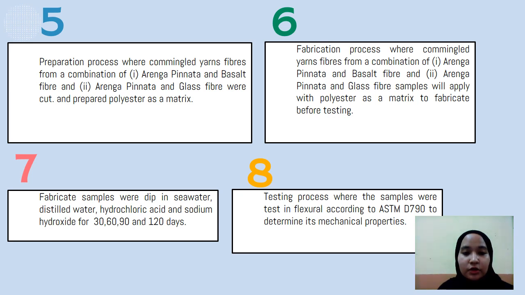Methodology will continue with the preparation process, where commingled yarn fibers from a combination of Aringa pinnata and basalt fiber and Aringa pinnata and glass fiber were cut and polyester was prepared as a matrix. Next, the fabrication process, where the commingled yarn samples will be applied with polyester as a matrix to fabricate before testing.